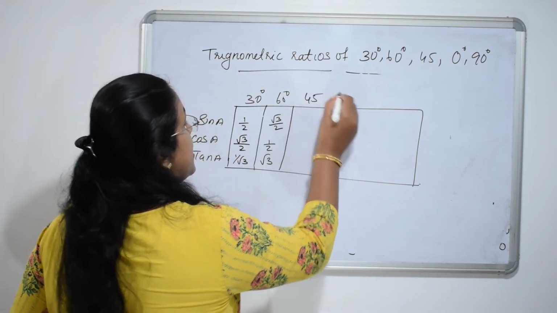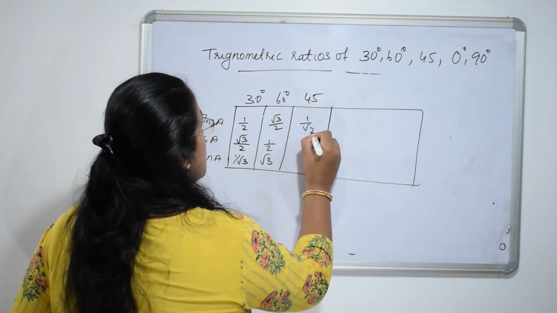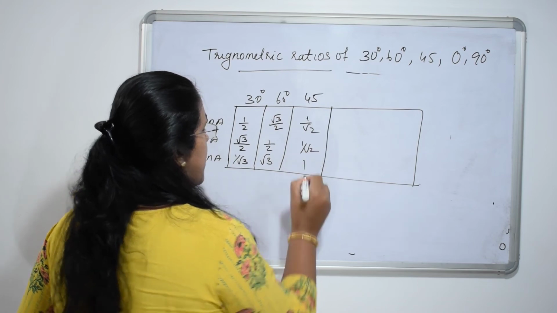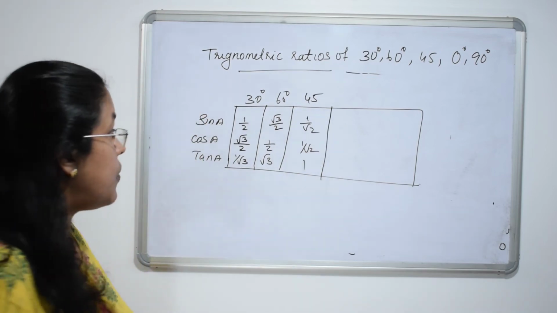Next, 45 degrees, which is very easy to remember, nothing to remember. 1 by root 2, 1 by root 2, 1. The rest are root 2, root 2, 1.